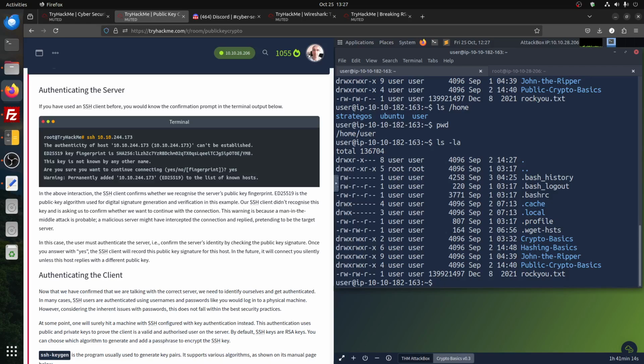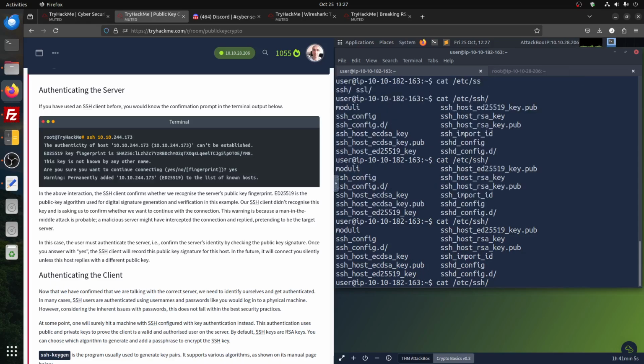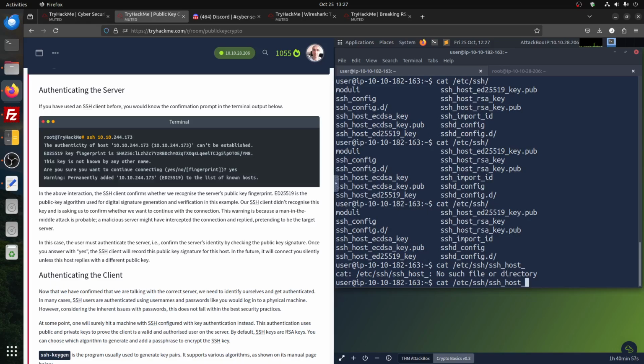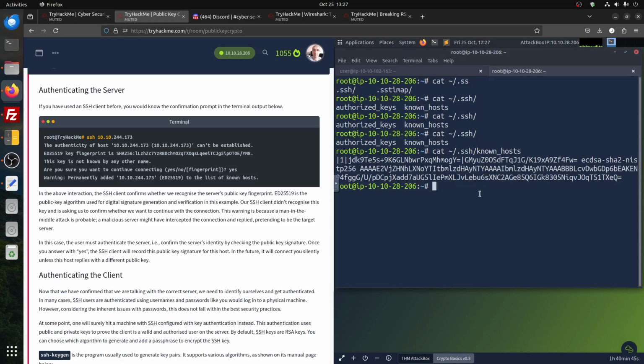Where's that public key? If I want to cat /etc/ssh, I don't think I have permission to access this. Oops. Host RSA key public. This is the server key. So what exactly do I have here?